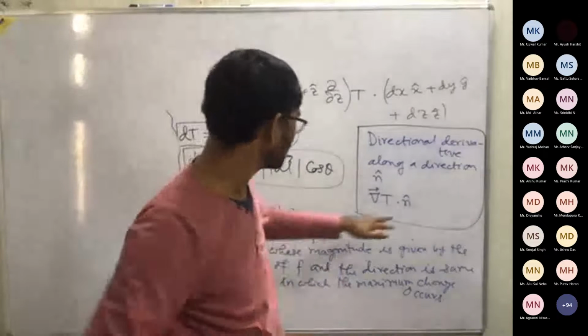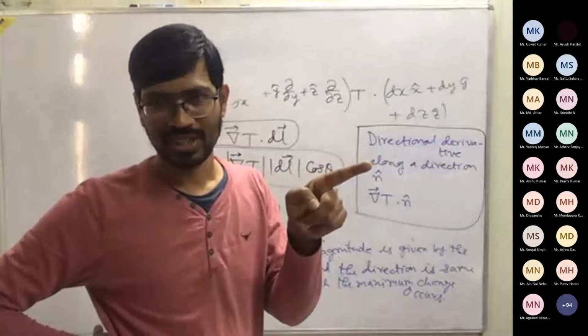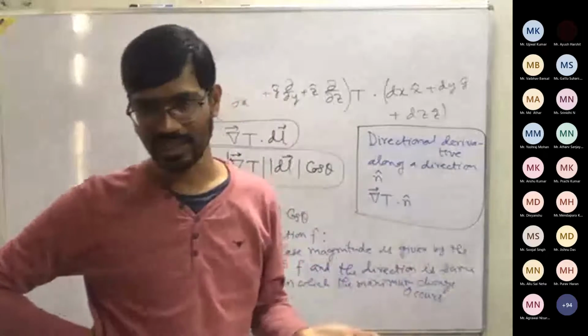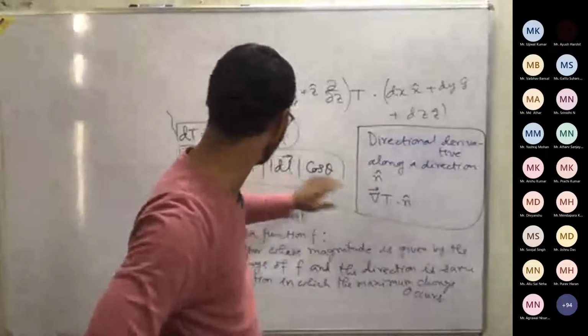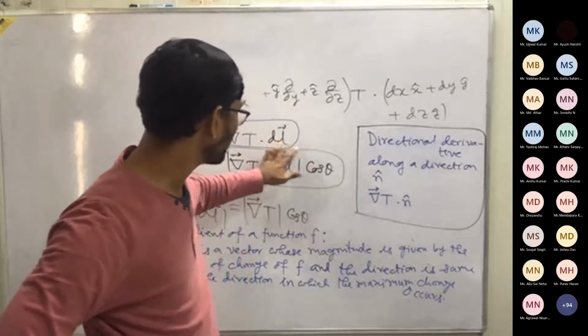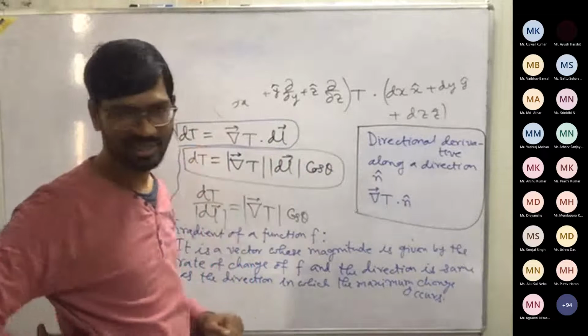So it is my arbitrary direction. Here it's basically the same type of thing, but you have a fixed direction. In that case you have to compute this quantity, and that is the directional derivative. Again, this is the same thing. Instead of the dl vector, you now have n cap, and then you get this quantity.